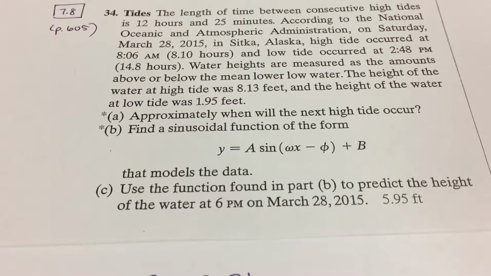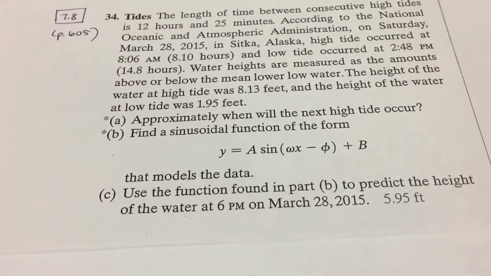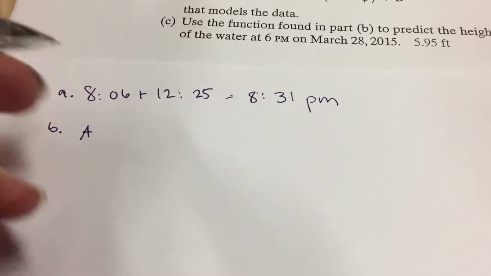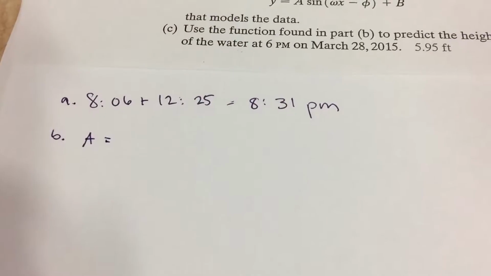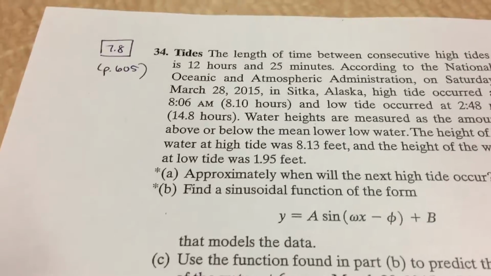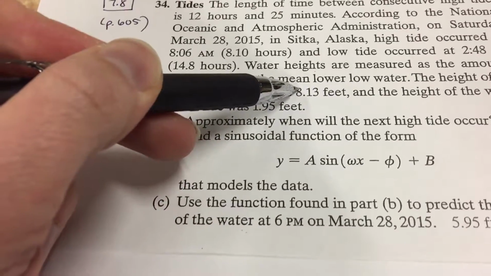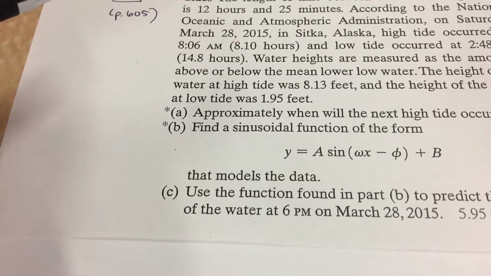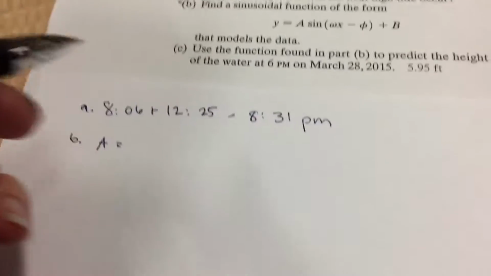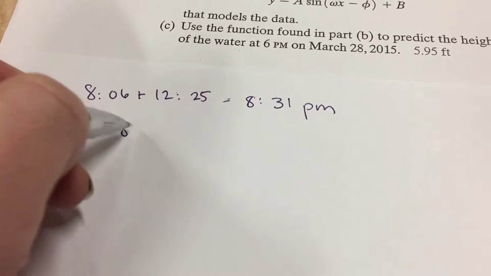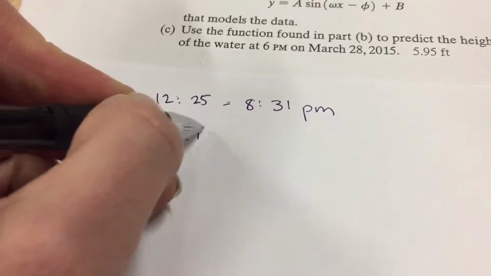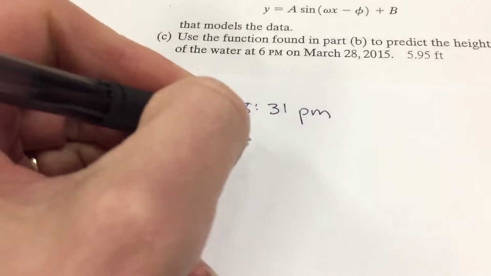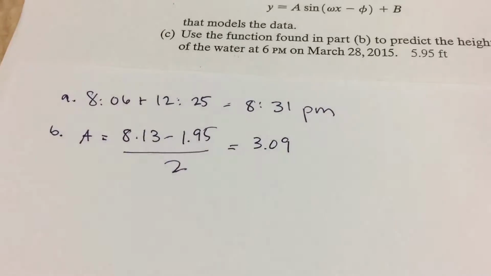So according to the example that I gave you, that last example on 7.8, A is our amplitude. High tide would be 8.13 feet, so it's our max value. The low tide was 1.95 feet, so that's what we're looking for when we're looking for amplitude here. So this is going to be max, which is 8.13, minus min, which is 1.95. Divide that by 2, and you get 3.09. So that's our A value.